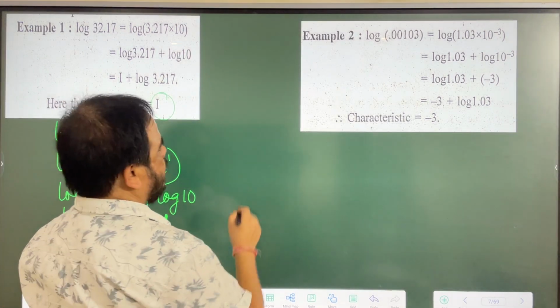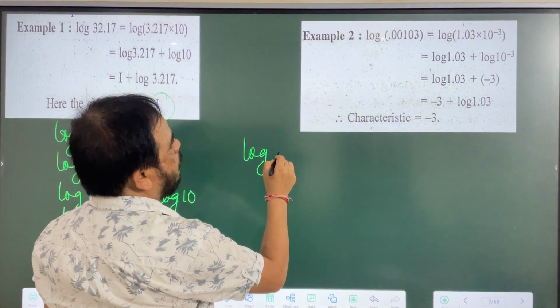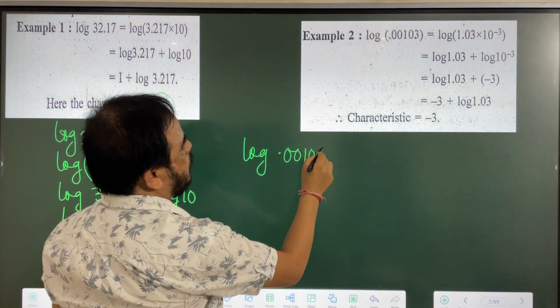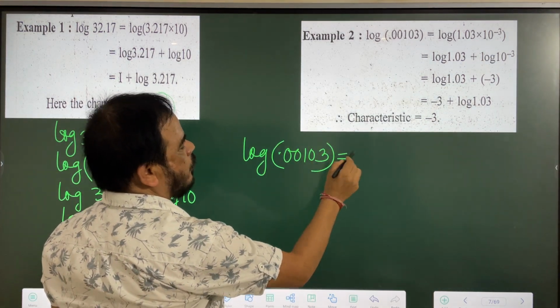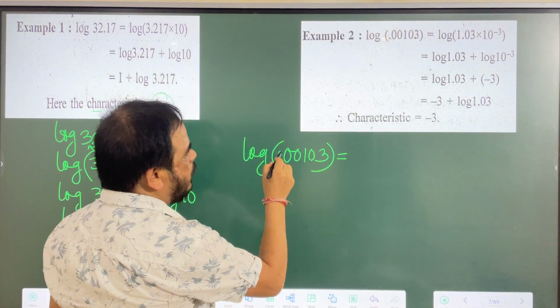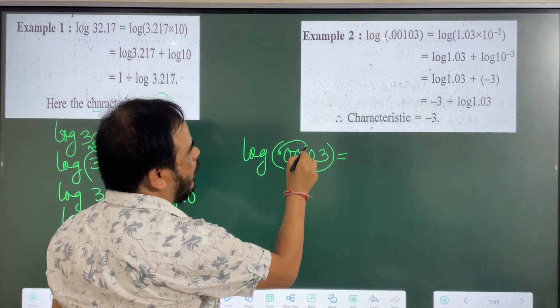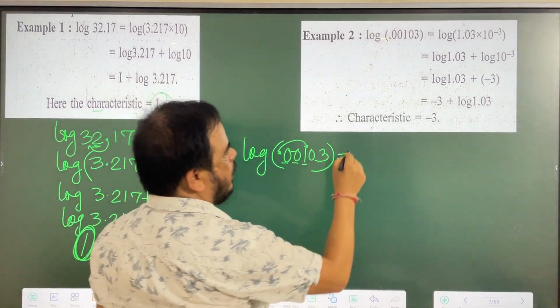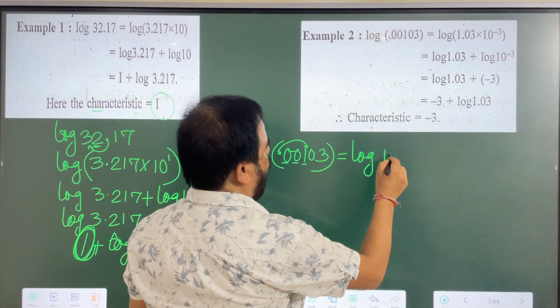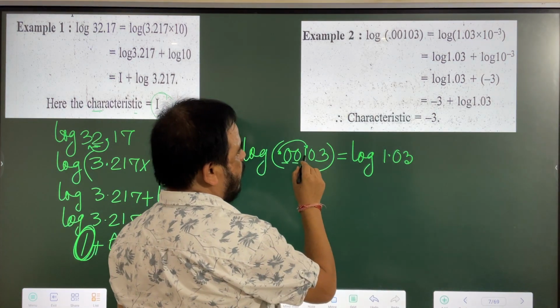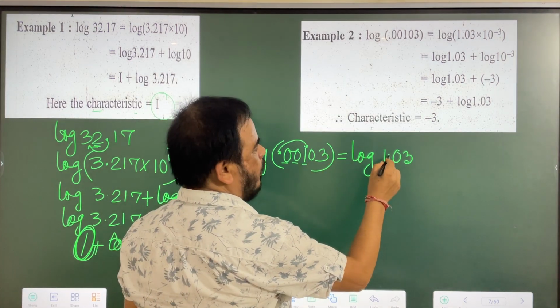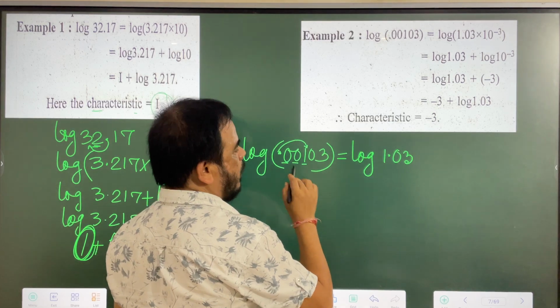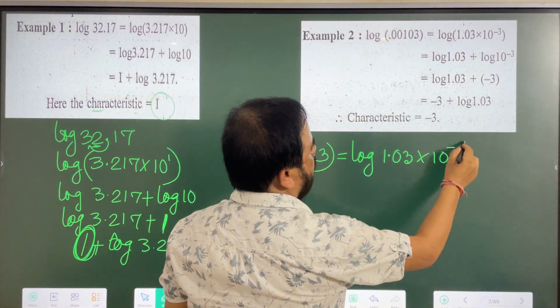Second example, log 0.00103. This is not in standard form. So what will we do? The decimal will move to after the 1, three places towards the right-hand side. So we write log 1.03, with the decimal after 1. This is called standard form. How many places? 3 places. So into 10 to the power minus 3.